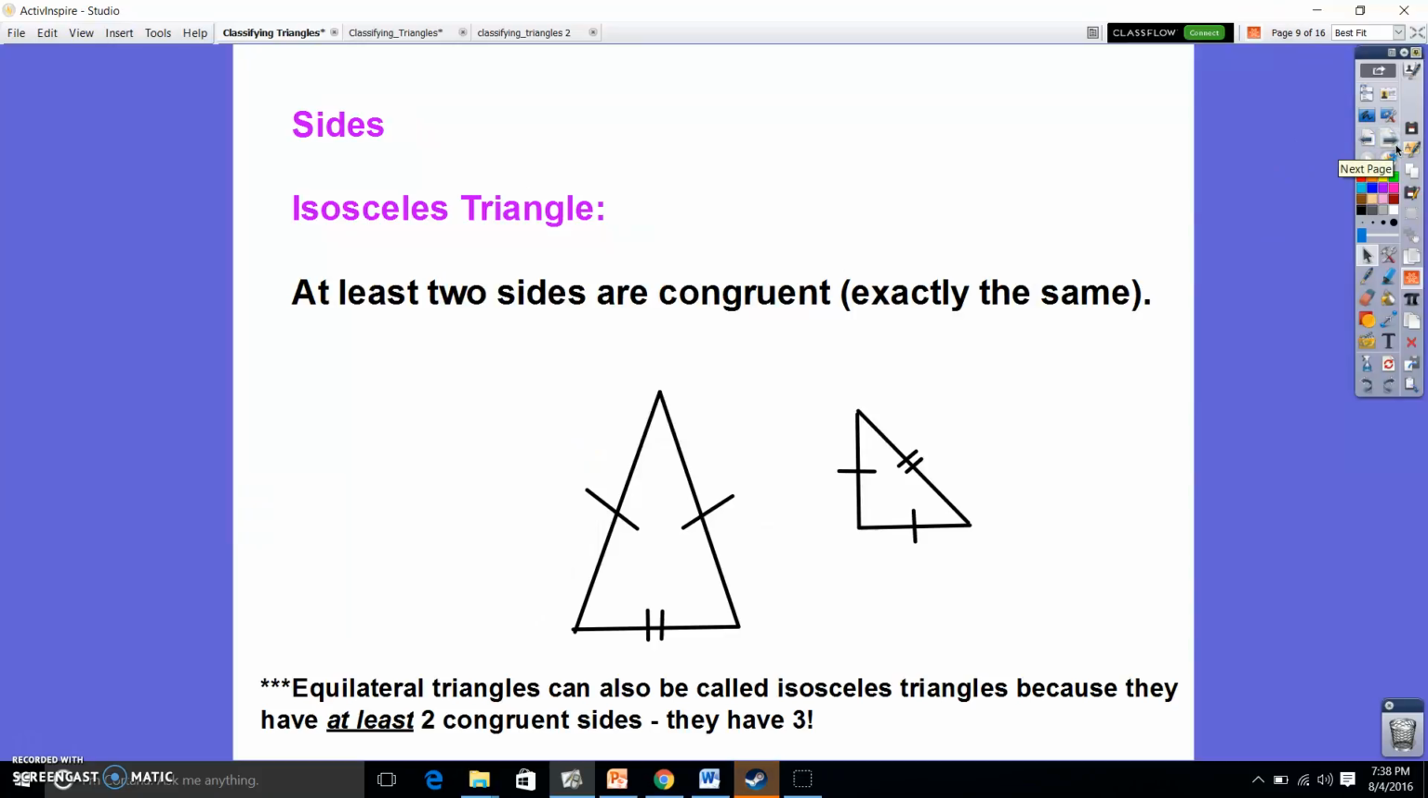We can also call a triangle isosceles. We classify a triangle as isosceles if it has at least two sides that are the same or congruent. Again, we look at this triangle here. This left side is exactly the same as this right side, which means that this is an isosceles triangle. Two sides are congruent. Special note we'll talk about in class later on is that an equilateral triangle can also be called an isosceles triangle because based on the definition, an equilateral triangle has at least two congruent sides. It has three.